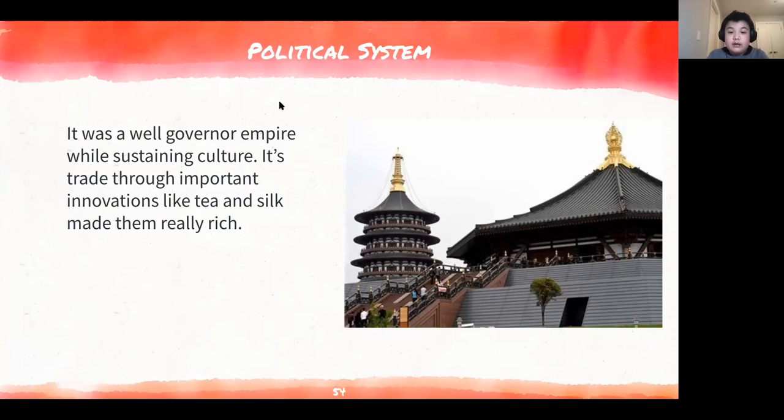Does anyone have any questions? Oh yeah, and also on the right, we are able to see these different temples. And I'll touch on that later. Does anyone have any questions?